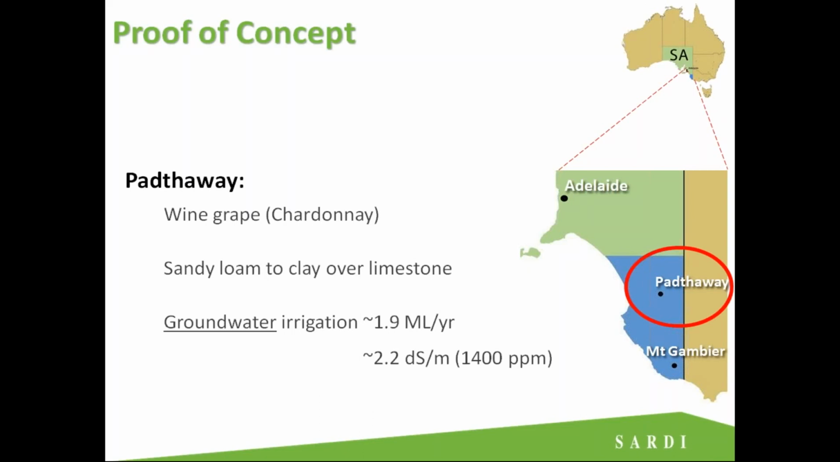It was a sandy loam to clay over sheet limestone, and it was irrigated with almost 2 megalitres per year of groundwater, which was reasonably saline at 2.2 decisiemens or 1400 parts per million, which is a lot more saline than those who are used to River Murray or Adelaide tap water, which is probably about 300 parts, 0.3 decisiemens, 300 millisiemens. So quite saline and a reasonable amount of salt being imported into the block with those irrigation events.